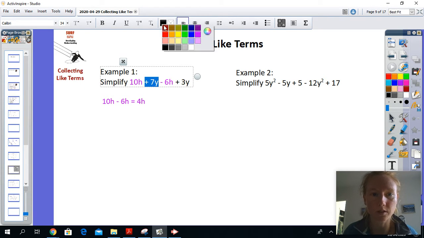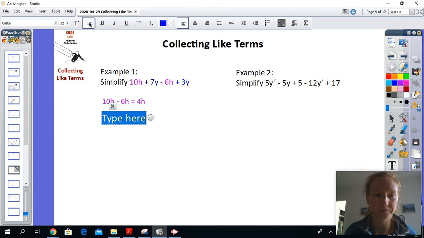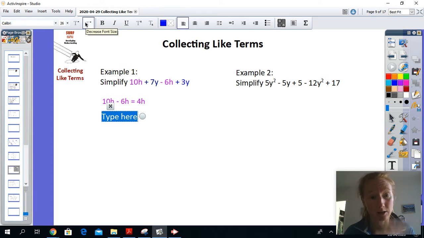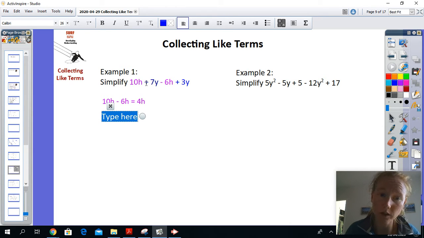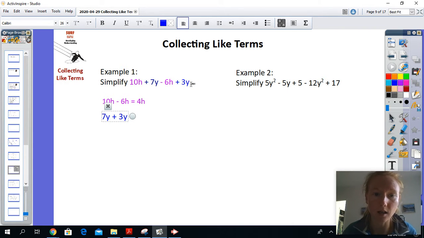Okay. Then I can do the same with the y's. So I have positive 7y, let's have blue, and positive 3y. Okay. So I can again write those out together. Now, I don't need to take that plus with the 7y because it's a positive. So if I write 7y at the start, I know that's a positive. But my sign is always really important. And then I can work that out. So 7y plus 3y is going to equal 10y.